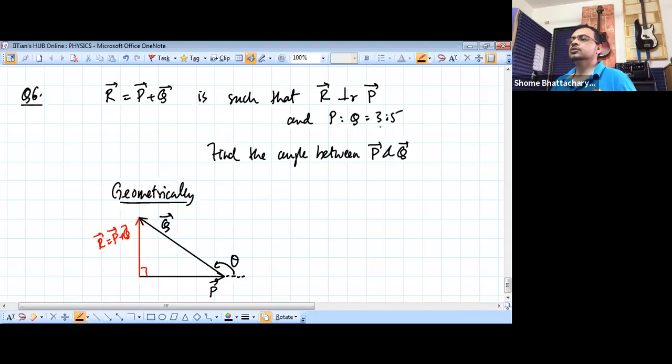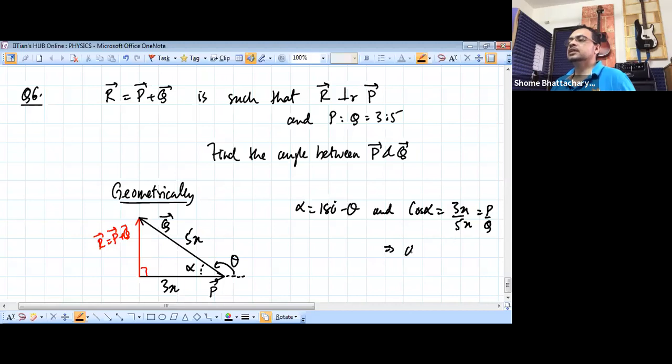Also given that P is to Q is 3:5. So suppose this is 3x, this is 5x in length. Now you can see that if this angle is alpha, then alpha is equal to 180 minus theta. And within the triangle, alpha is such that cos alpha is 3x by 5x, or basically P by Q. That is 3 by 5.